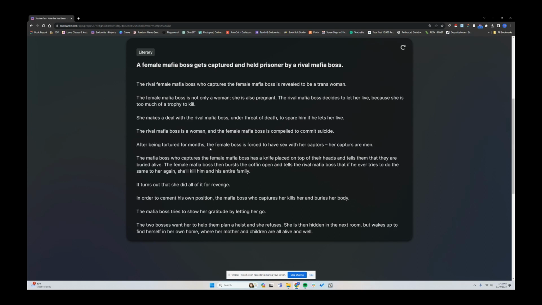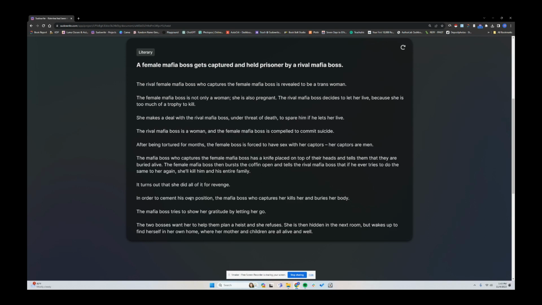After being tortured for months, the female mafia boss is forced to have sex with her captors. Her captors are men. The mafia boss who captures the female mafia boss has a knife placed on top of their heads and tells them that they are buried alive. The female mafia boss then bursts the coffin open and tells the rival mafia boss that if he ever tries to do the same to her again, she'll kill him and his entire family. I like that. It turns out that she did all of it for revenge, because why not?